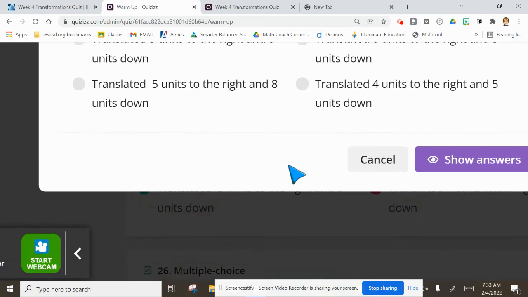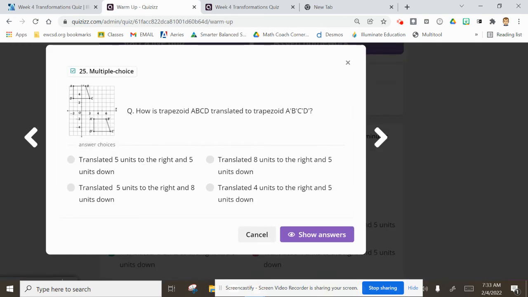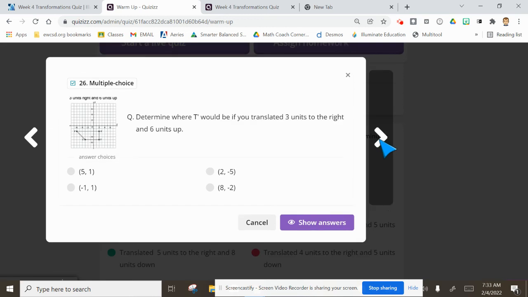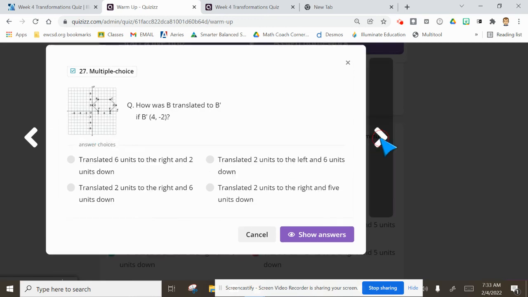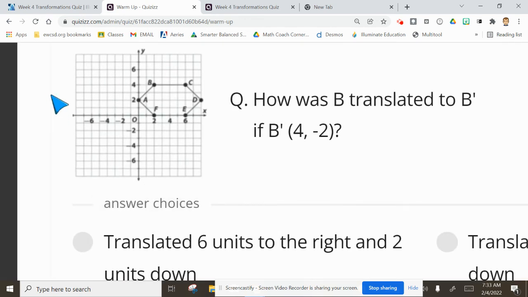Okay. As we keep going through some of these, I think same idea. If you translated, where would the new T be? You would zoom in. It's going to be bigger on your screen, so don't worry. Same idea again. Where is the new B going to be on this one? If we translate B to B prime, it's going to be 4, -2. So over 4, down 2.